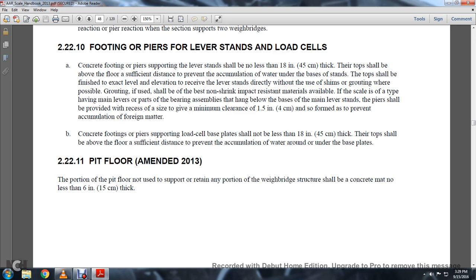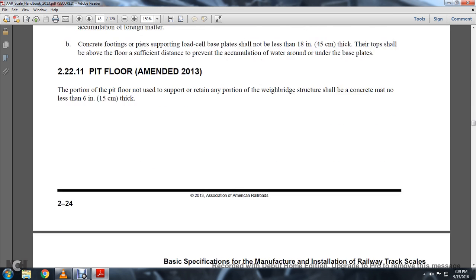222.11 Pit floor. The portion of the pit floor not supporting the weighbridge structure shall be a concrete mat not less than 6 inches thick.